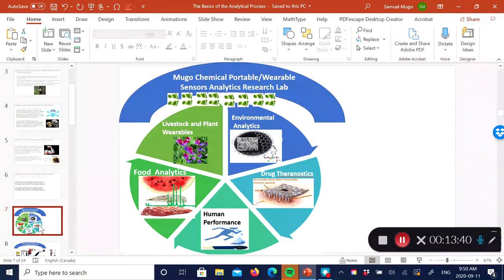And so you're going to find me giving you quite a bit of examples, partly of what I do in my lab, and also what other professors in McEwan do in their labs as well. And how sometimes you can even get involved in those types of research projects, because we encourage students to engage with professors in this training, hands-on training opportunities. So my lab does most of these wearable sensors for different types of analytics: environment, drug therapeutics, human performance, food analytics, and even livestock and plant wearables.